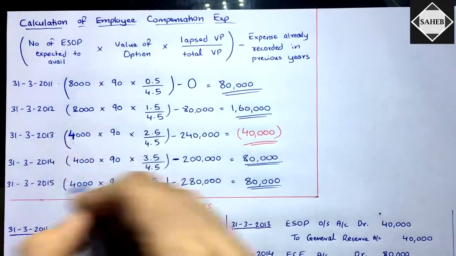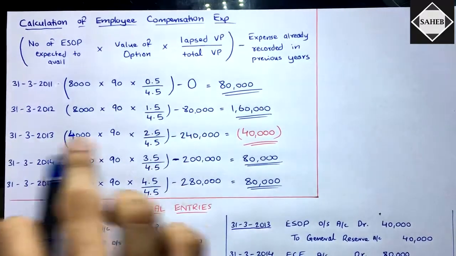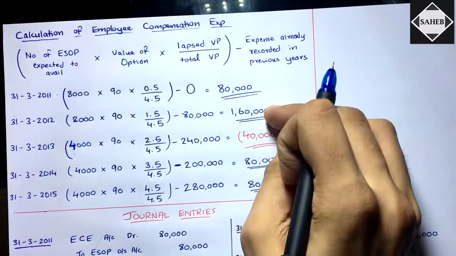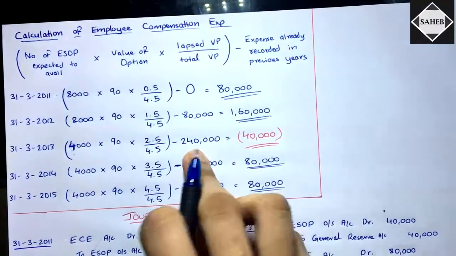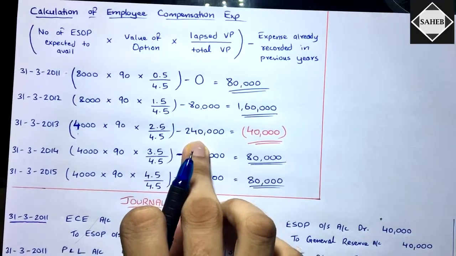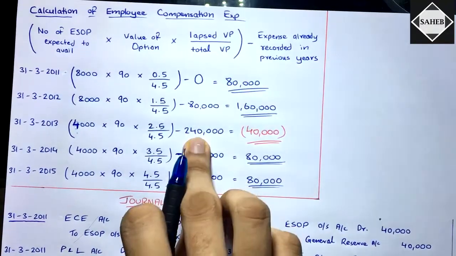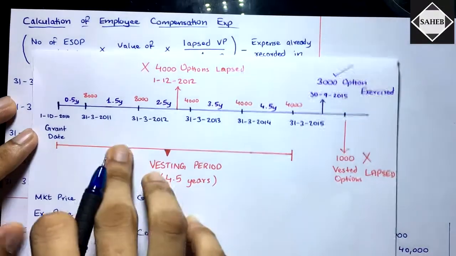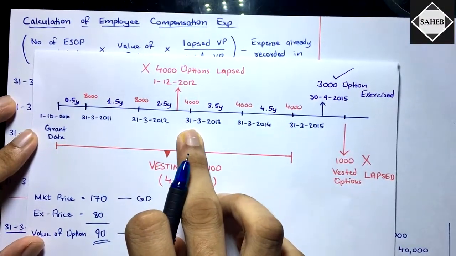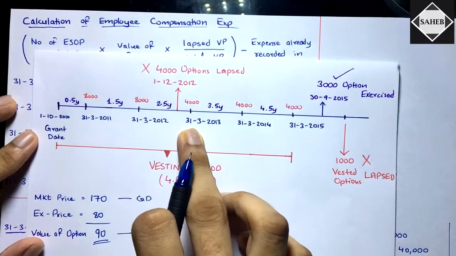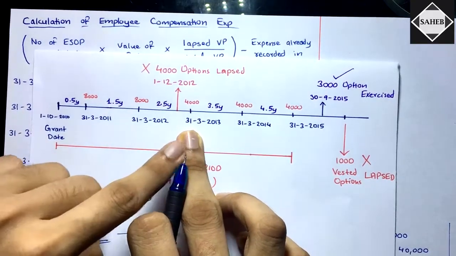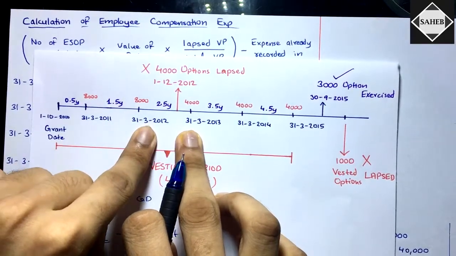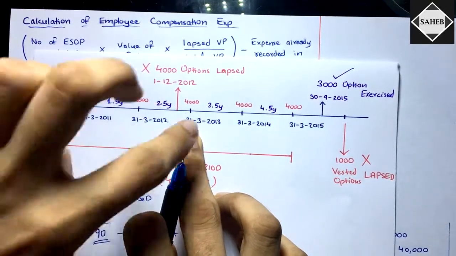You will see this in the calculation. Take the example of the third year: 2,40,000. How did I take 2,40,000? 80 plus 160, 80 plus 160 is 240. So whatever has been recorded in the previous years, you have to subtract that. If you are calculating the employee compensation expense of, let's say, 31st March 2013, you are going to deduct whatever was recorded in the previous years, 2011 and 2012. Is that clear? Add it and subtract like that.